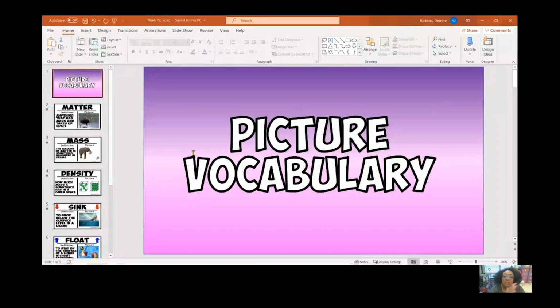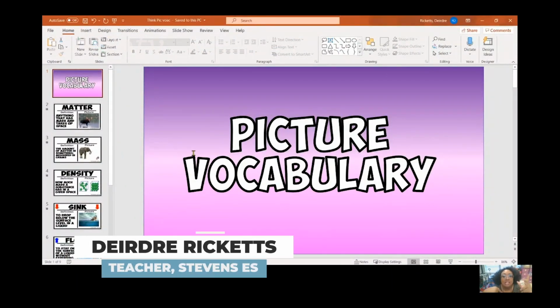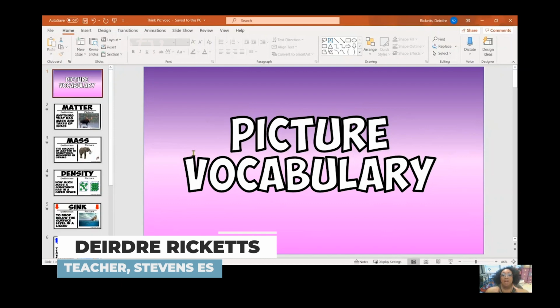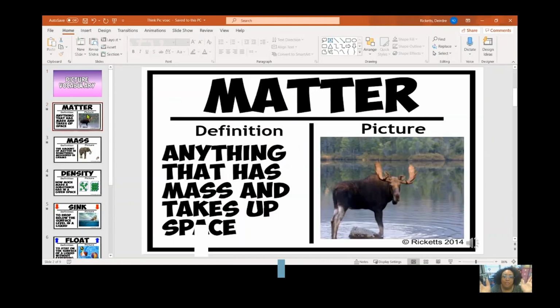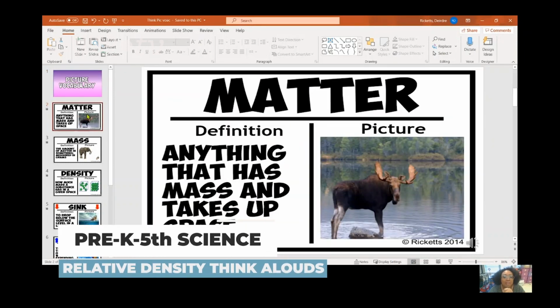I know we've been talking about density and sinking and floating, so I just want to make sure that we're working with the same terminology. So let's take a quick review of our picture vocabulary. You ready? Good. First, we're talking about matter. Matter is anything that has mass and takes up space.